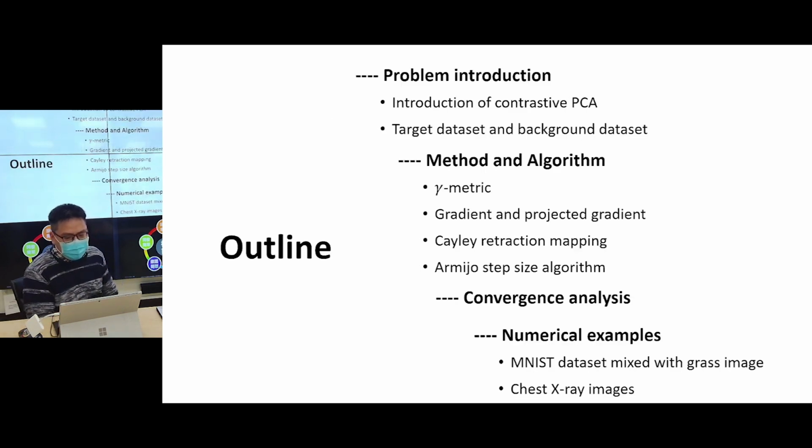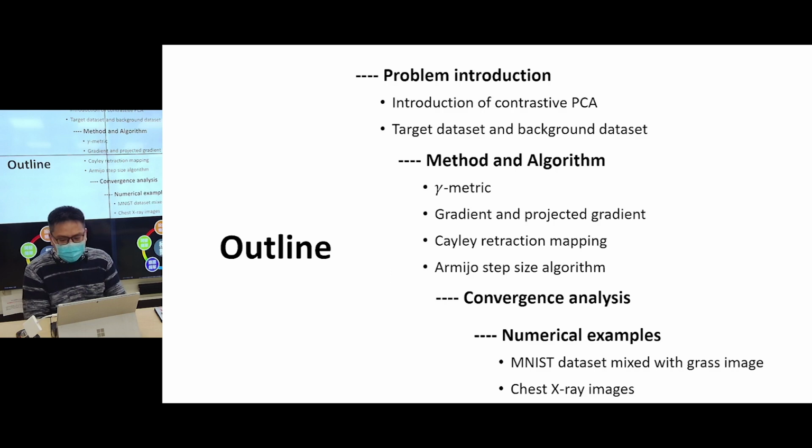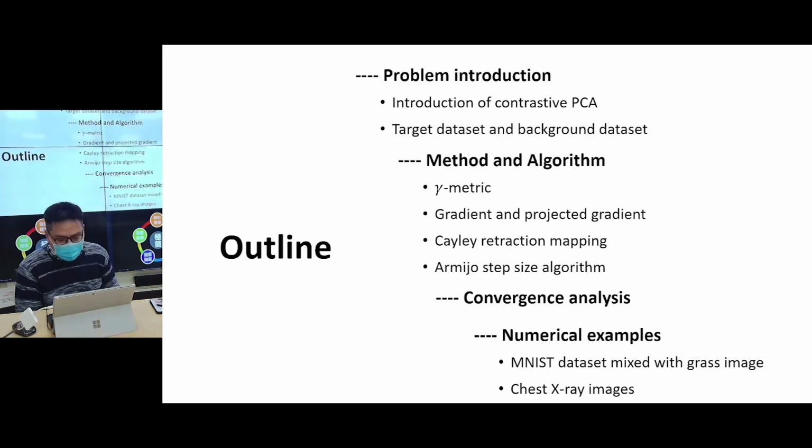Okay, this is the outline for today's talk. First of all, we'll introduce the concept of contrastive PCA. And what is contrastive PCA? Suppose we want to analyze a given data set, and we know the data contains some uninteresting information. Contrastive PCA aims to eliminate the uninteresting information from the given data set, and make the data clear and easier to analyze. As you can see later, contrastive PCA is equivalent to conducting an eigenvalue decomposition of a certain symmetric matrix.